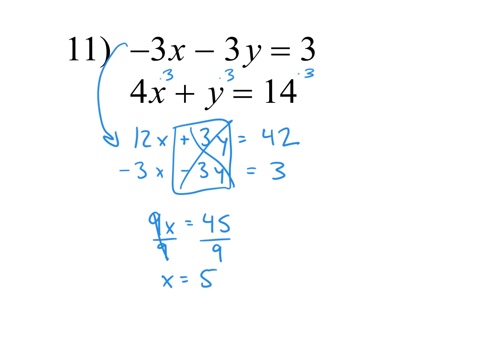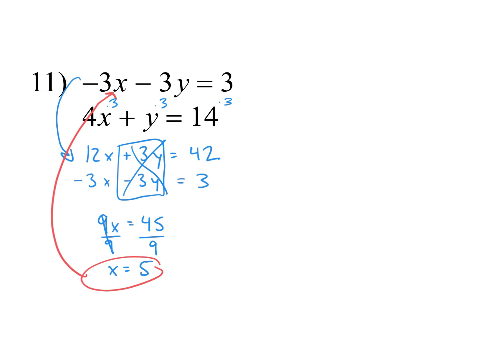How do I find y? Plug it in. I'm going to plug it into what? I'm going to plug it into x, but you want to plug it into the first or the second? Let's plug it into the first. It doesn't matter. Just make sure you plug it into x since it's x equals. So I have negative 3 times 5 minus 3 times y is equal to 3. What should I do first? What's negative 3 times 5? So negative 15 minus 3y is equal to 3.